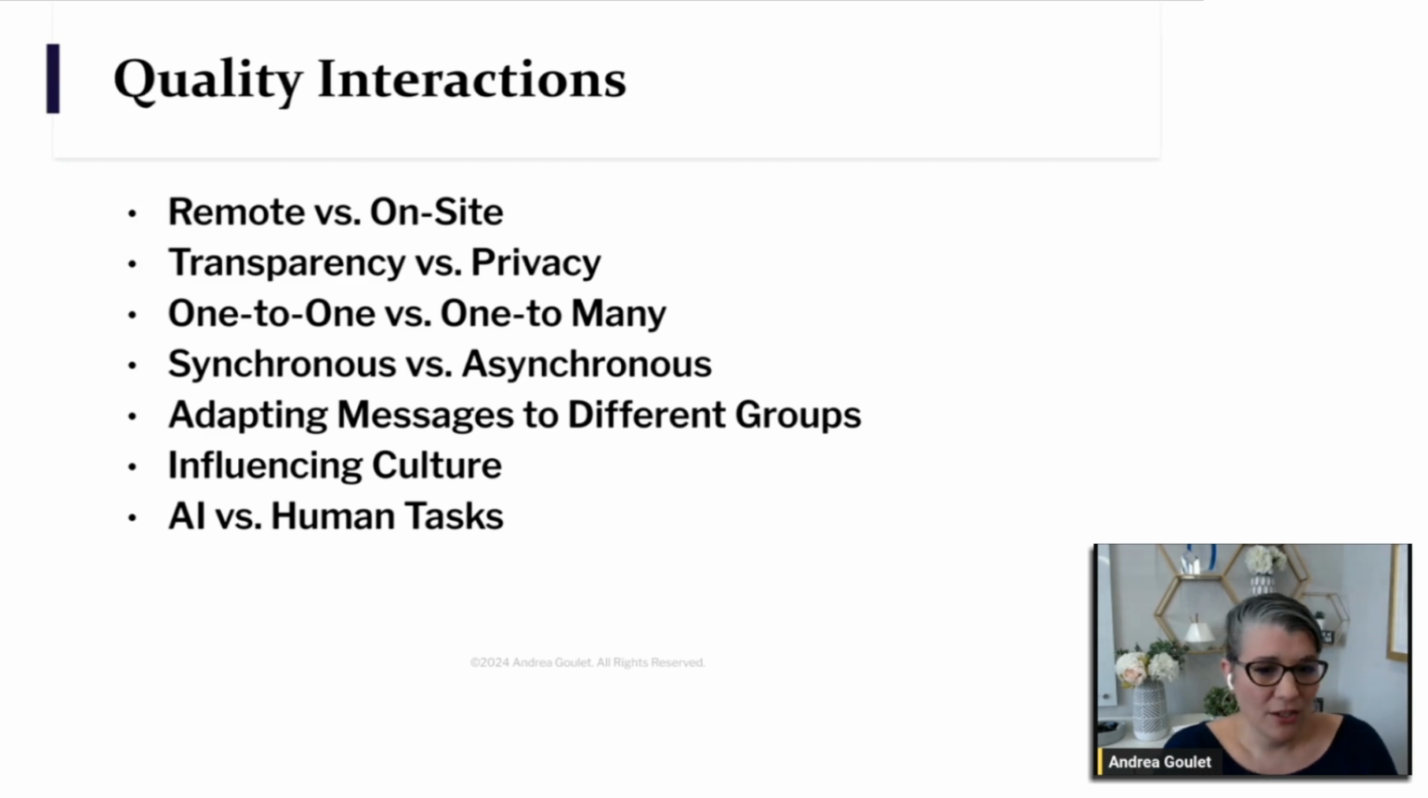So next we have quality interactions. This is where we're starting to think about that infrastructure. Should we meet remote or on site, or do we have hybrid? In what situations should we focus on transparency? And in other situations, privacy is important. Do we look at one-to-one communication, one-to-many? Do we do synchronous, asynchronous? How do we adapt messages to different groups? How do we influence the culture? And then, more recently, how do we decide what AI should be doing and the interactions that we can leverage there? And what should we really make sure that humans are doing? And how can we balance that? I know that's something I'm personally really trying to work through myself these days.